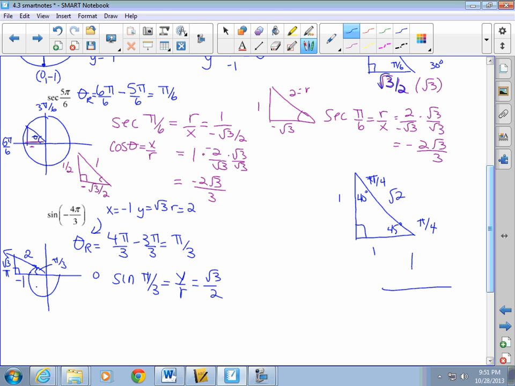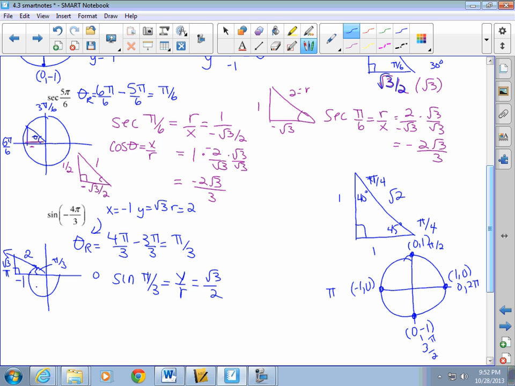On the unit circle, when they are exactly on one of these axes, we know that our values are going to be, so this point was at 1, 0, this was at 0, 1, this was at negative 1, 0, and this was at 0, negative 1. So this was for the values of 0 and 2 pi, this was for pi over 2, this was for pi, and this one was for 3 pi over 2.